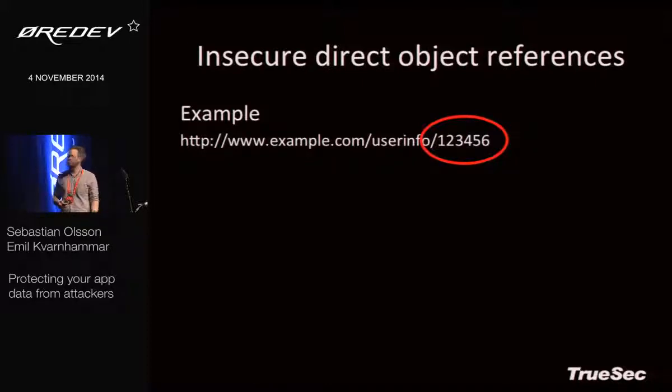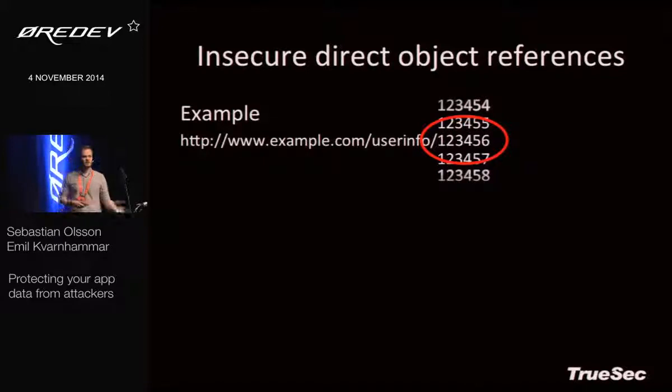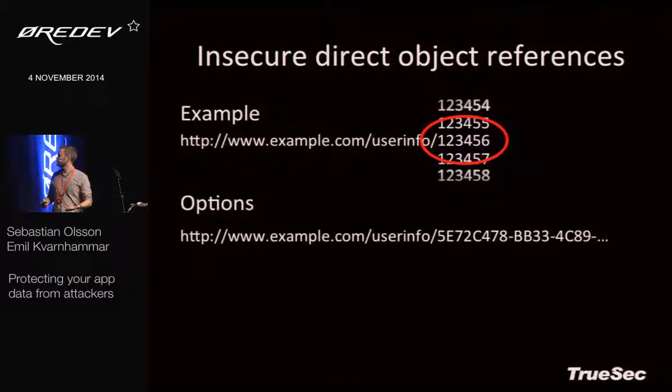So my obvious start would be trying to iterate this user interface. So even if I'm logged in as 123456, I would try to see if I can get the user info for 123454. And this might sound silly, but this happens all the time. When you have a huge REST interface, you're probably lacking authorization checks somewhere. So you have some options.